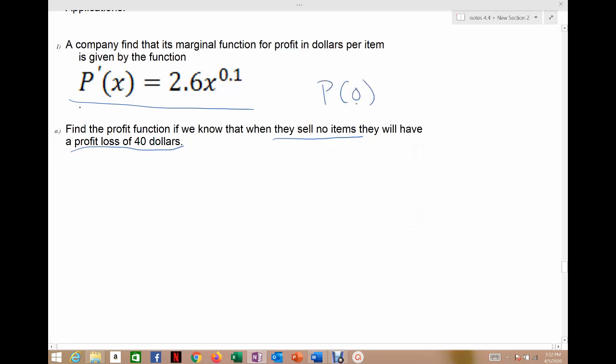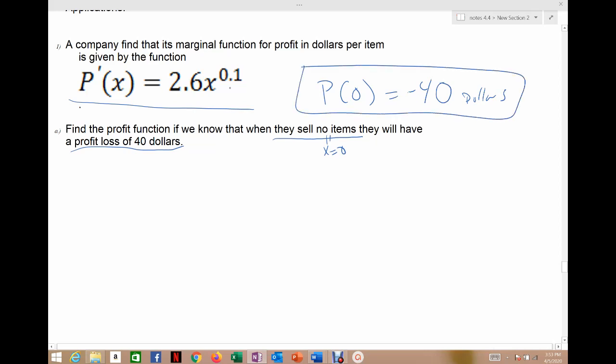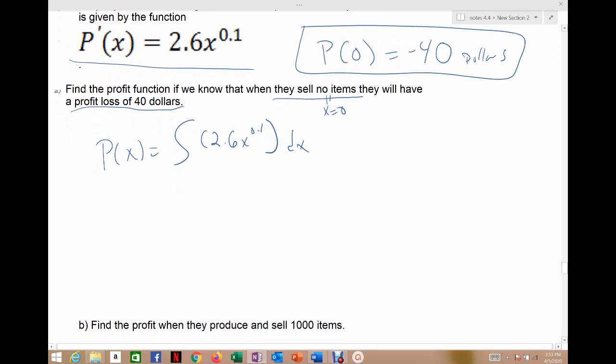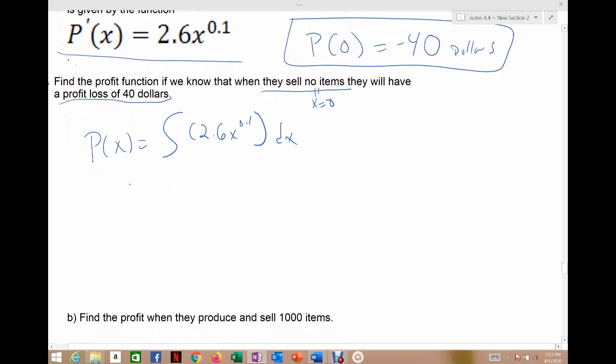If I have 0 items, that's my x value, right? No items would represent an x value of 0. My profit comes out a loss, so it means negative $40. There's my initial piece of information that I need to get to c. First thing I do is undo my derivative to find all possible profit functions, and then I use my initial value to find the specific one we're asked to find.